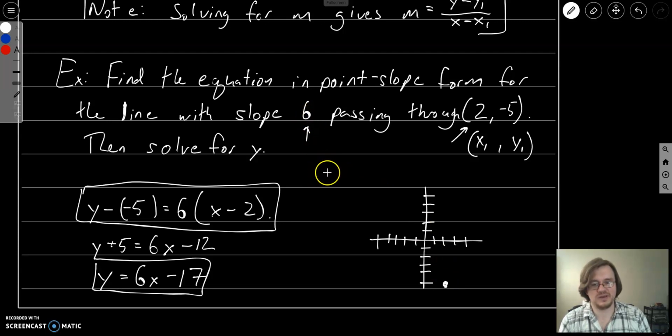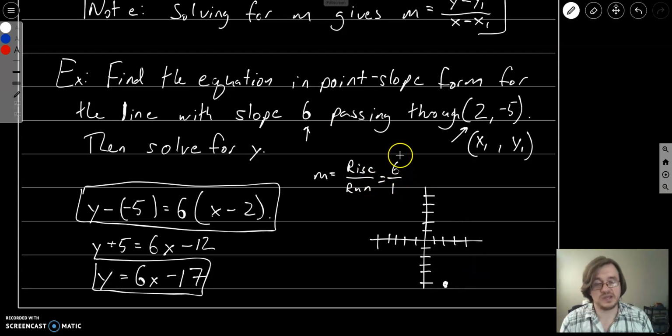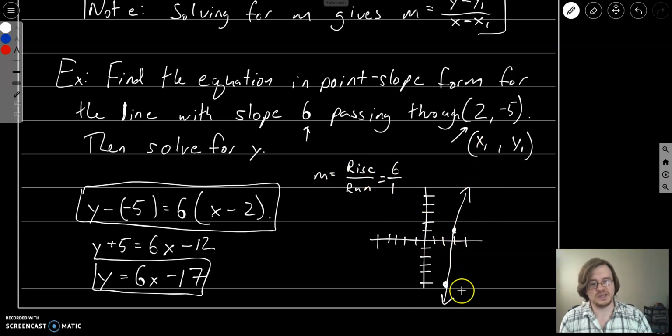And remember that the slope is going to be rise over run. And 6 is the same thing as 6 divided by 1. So for every 6 we go up, we go 1 over. So if we go up 6, 1, 2, 3, 4, 5, 6, and we go over 1, this will be the next point in the line. So if I could draw a straight line, this is what the line would look like. So again, it goes up 6 and over 1 for a slope of 6. So we can draw this line without knowing the equation, but the equation is also helpful.